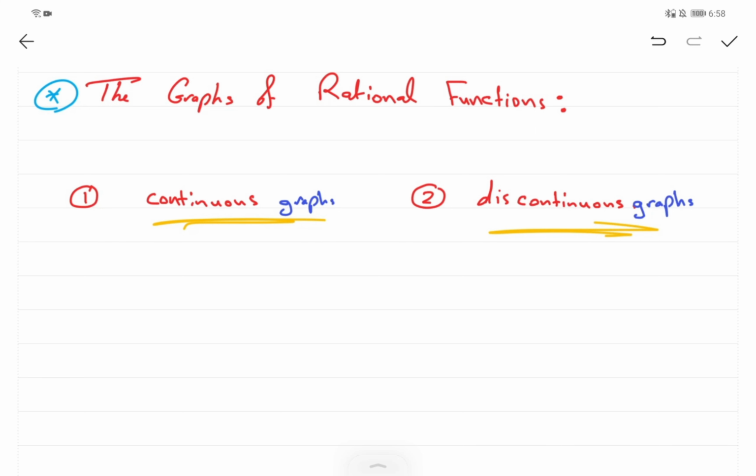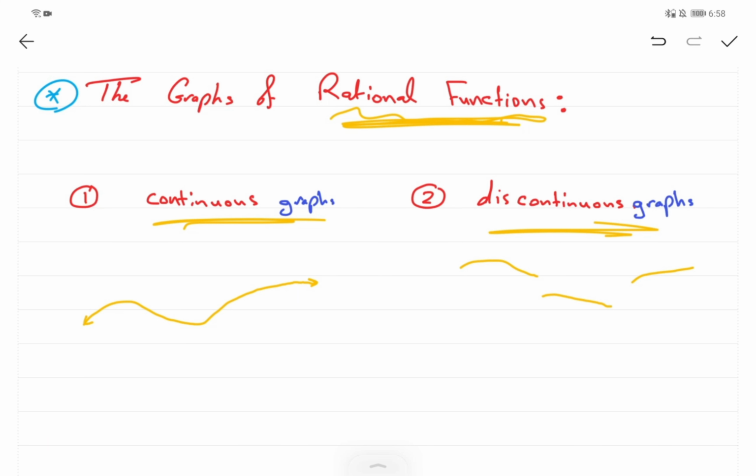Now, a continuous graph is a graph, in general, that we draw without removing our pen or pencil. So it's going to be continuous like this. But for the discontinuous one, there will be a gap or a hole or something like this. Now, in the rational function, we're going to have a continuous graph if there is no point of discontinuity.